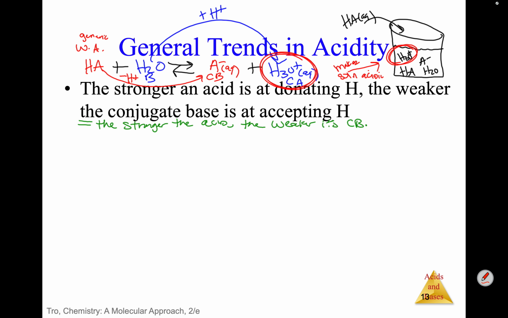So if I want to have a stronger acid, do I want more products or more reactants? More products. Where do I get more products? A large K or a small K? A large K. So as my Ka increases, so does acid strength. And I think you may have seen this in ALEKS, where you look at Kas and pKas and acid strength. That's what this is referring to.